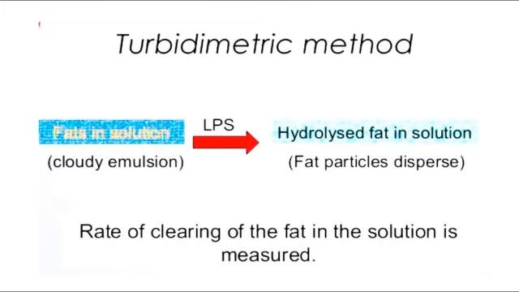The second method is the turbidimetric method, where the fat in solution, in the form of cloudy emulsions, is treated with the lipase enzyme and hydrolyzed to free fat particles which are dispersed in the solution, and the rate of clearing of the fat in the solution is measured by this method.